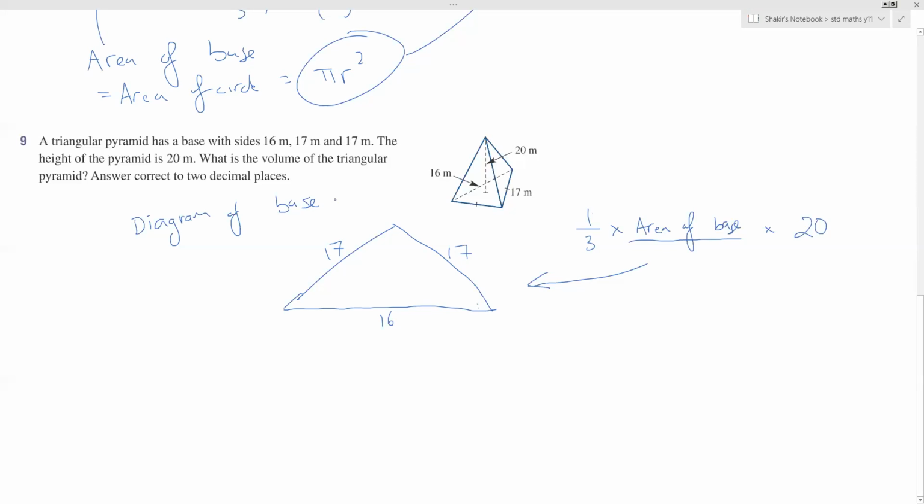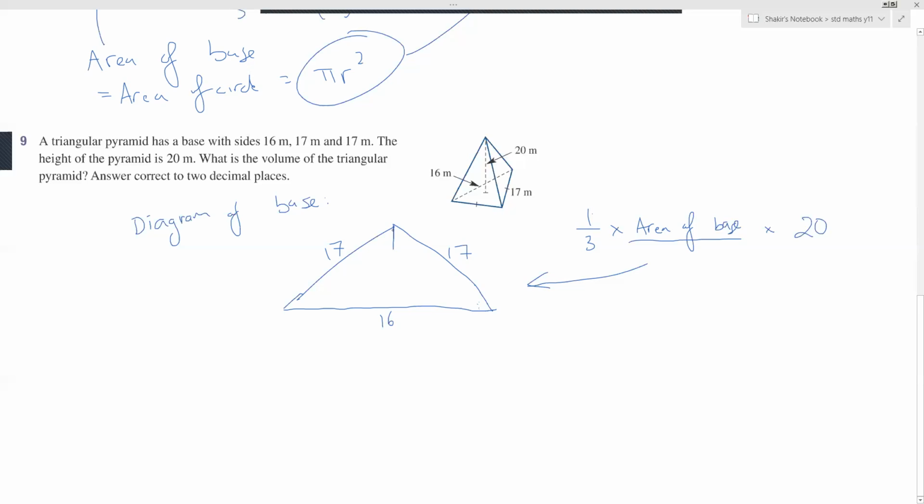This is the diagram of the base. How can I find the area of this triangle? Well, this is a tougher question. I'll be the first to admit it. But with a bit of thinking, you can arrive at the following.